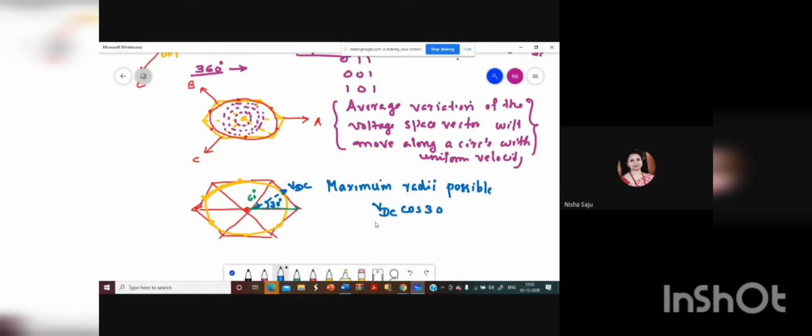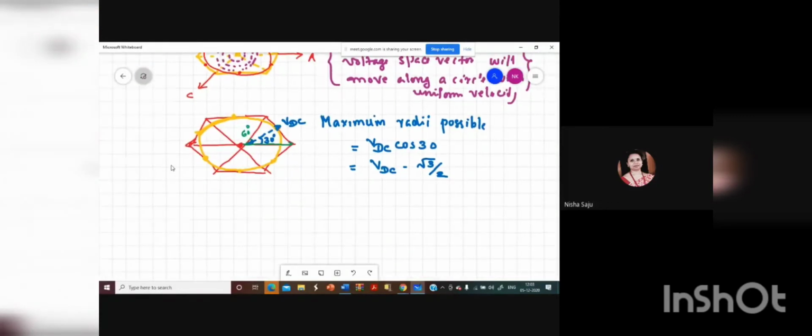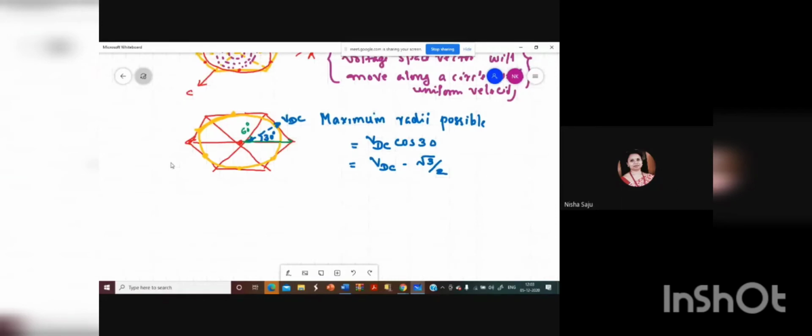What is the value of this one? What is cos 30? Cos 30 is nothing but root 3 by 2. So you can have root 3 by 2 into VDC. In sinusoidal modulation also, you will be having a modulation index. So how is it possible to have that modulation index level? The modulation index means you have to take V reference by VDC, right? Here you are getting the V reference as equal to VDC cos 30.